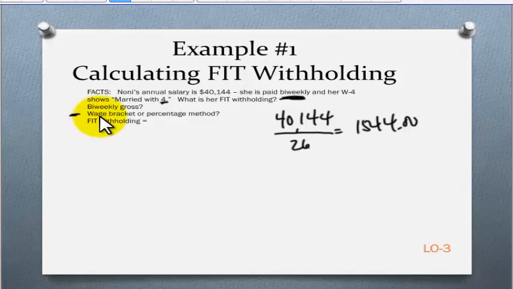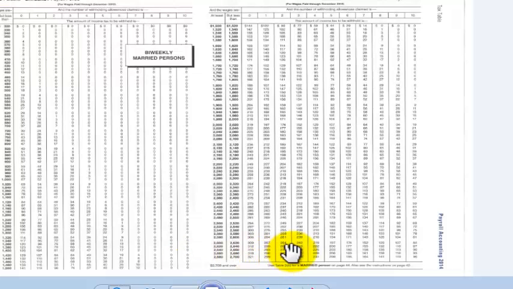So we could use the wage bracket because we found it on there, and our FIT withholding is $63. One other thing I want to show you on these wage brackets is down at the bottom. These are actually from Publication 15, which is basically the employer's handbook for federal income tax, okay?